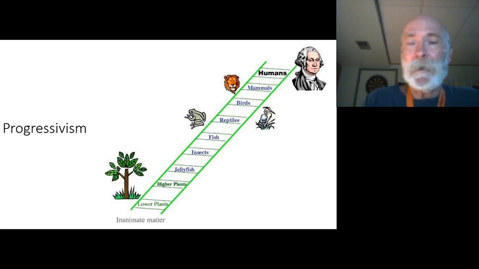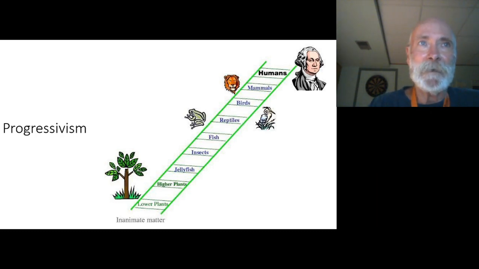The next bias that we want to consider is this idea of progressivism. This is sort of the biological ladder of life. And the way it's typically illustrated is something like this. At the bottom you have lower plants and then higher plants and then jellyfish and insects and then fish, reptiles, birds, mammals, and then the pinnacle of all mammals would obviously be humans.